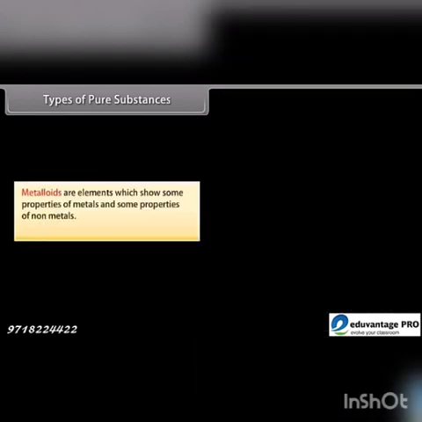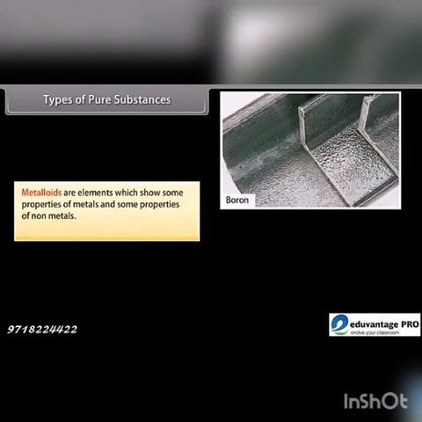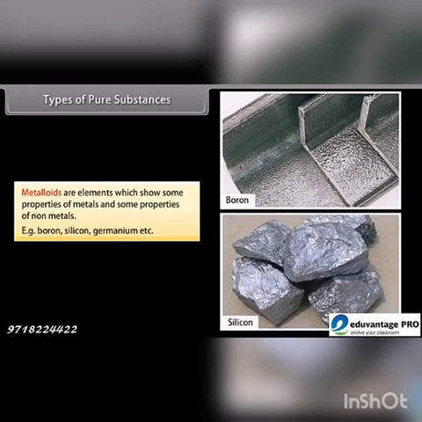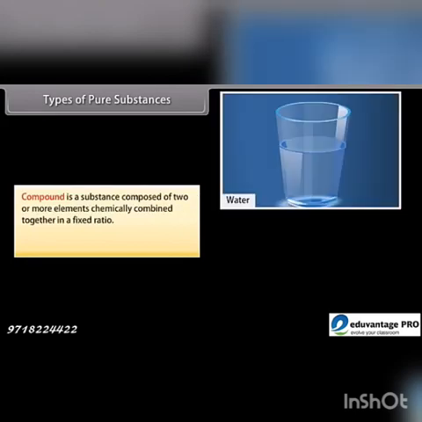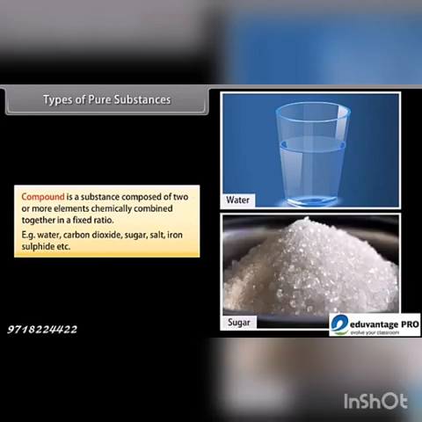Metalloids. Metalloids are elements which show some properties of metal and some properties of non-metals, like boron, silicon, germanium, etc. Compound is a substance composed of two or more elements chemically combined together in a fixed ratio. For example, water, carbon dioxide, sugar, salt, iron sulfide, etc.